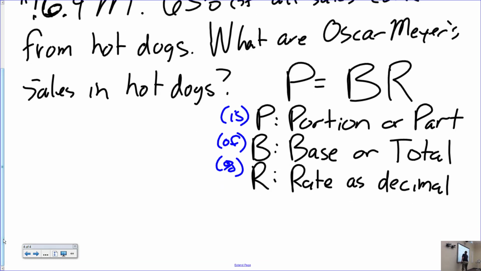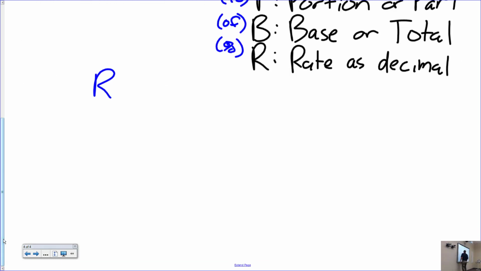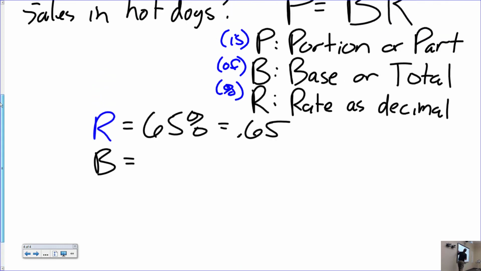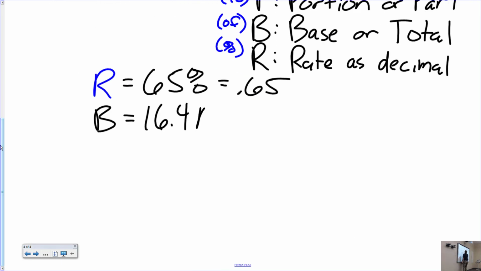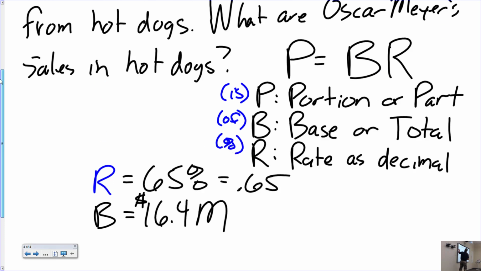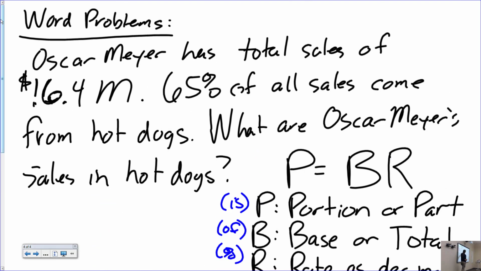So, in this case, you know that the rate is equal to 65%. And since it has to be a decimal, what are you going to convert 65% to? 0.65. The other thing I gave you was the base. What's the base, folks? $16.4 million, right? Because that's the total sales. And note, the reason it's the total and not the portion is because I told you total sales, therefore it's the base. Whenever you're given the word total in there, that's a way of signifying base, right?